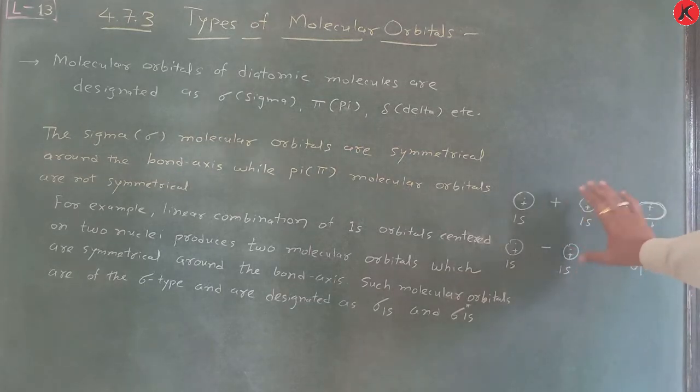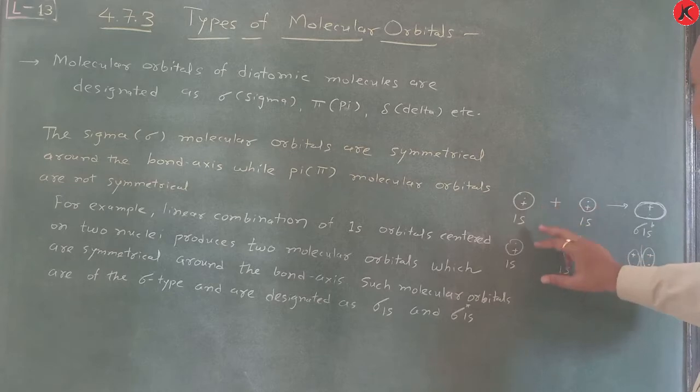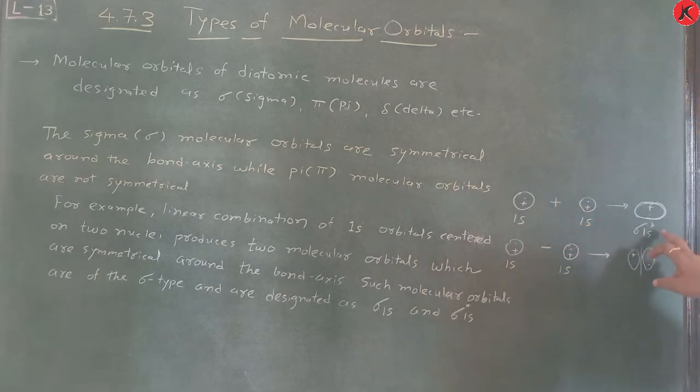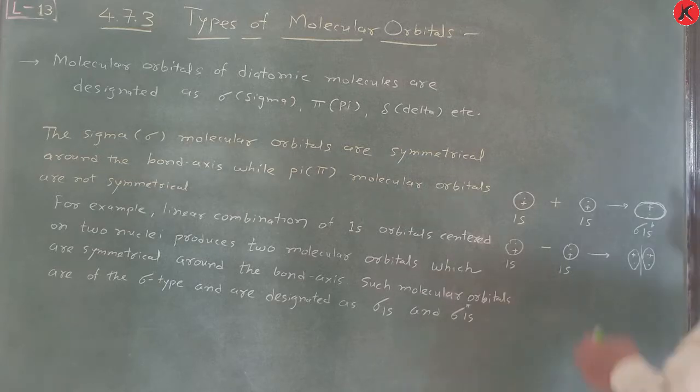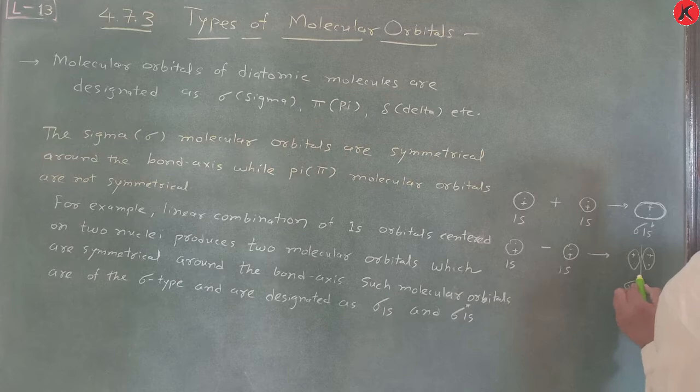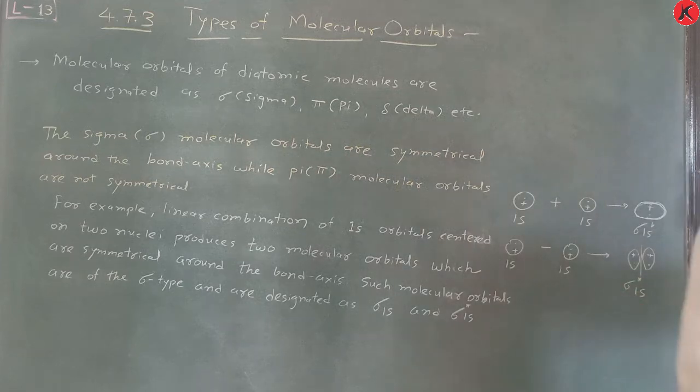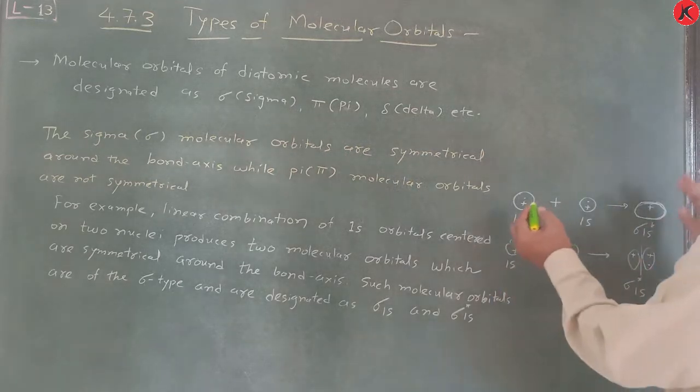You have to learn this later on, don't go into it now. So here, sigma 1s bonding is 1s plus 1s, and here, 1s minus 1s is considered sigma star 1s anti-bonding. This is what happens at that time.